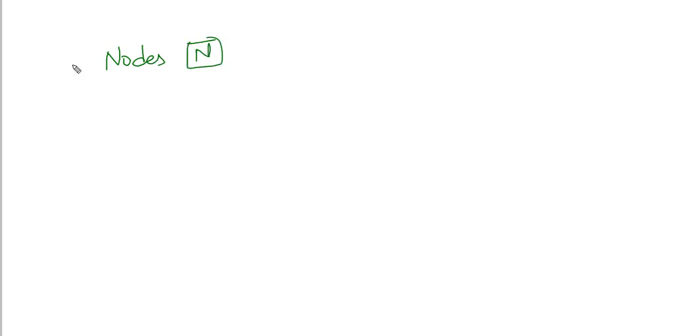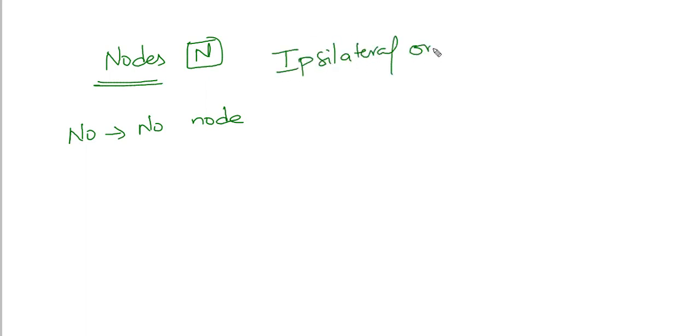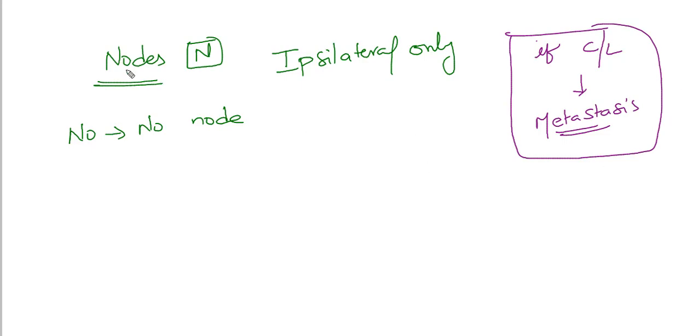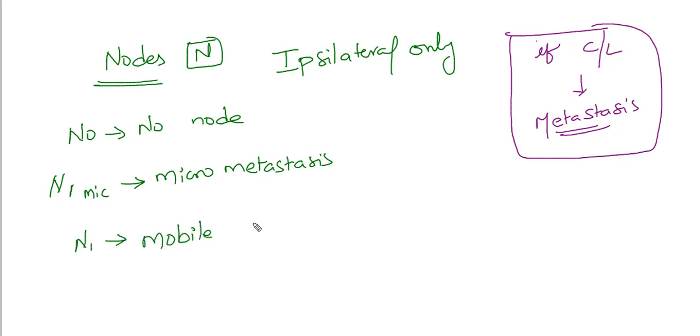Coming to the nodes. All these are ipsilateral. If we are talking about N1, N2, N3, it is all ipsilateral only. If contralateral nodes are involved, this is considered a metastasis of the carcinoma. Most important thing to be remembered. N0 is no node involvement. N1 mic is micro metastasis to the lymph nodes. N1 is mobile axillary lymph nodes.